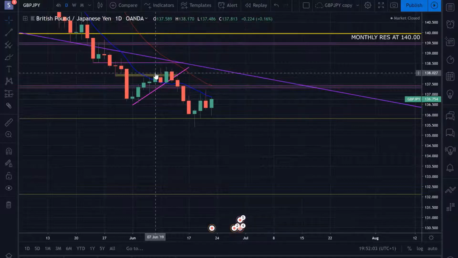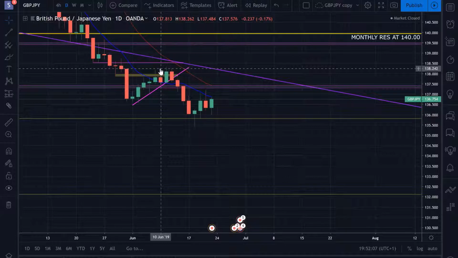So we were here, the 9th, 10th of June, right here. And I predicted a decline. As you can see, since that time, we in fact did decline, and we declined almost 300 pips. That's a lot of pips.